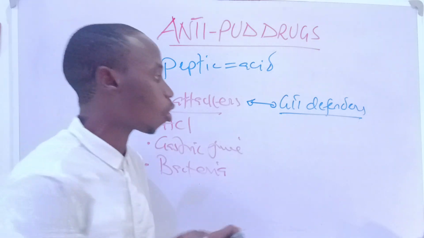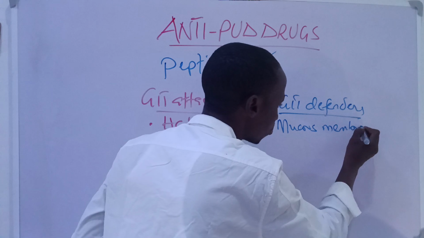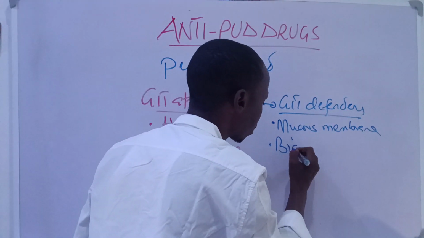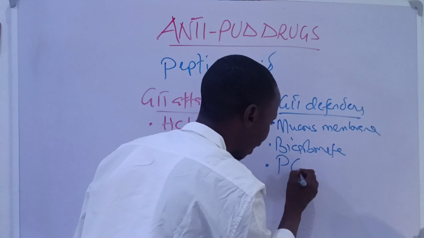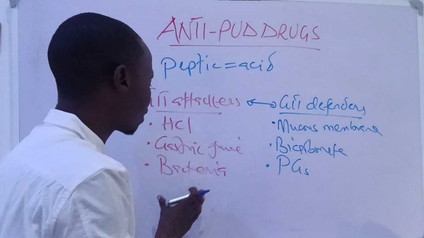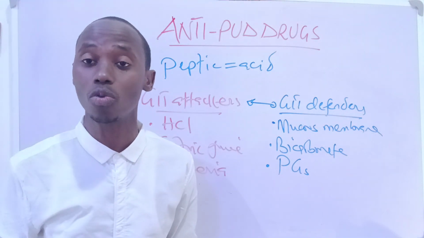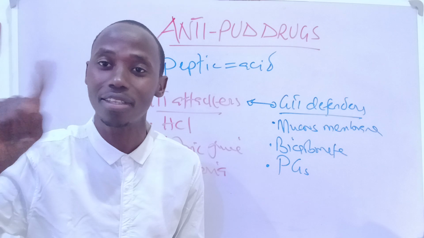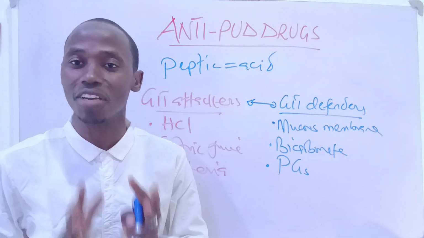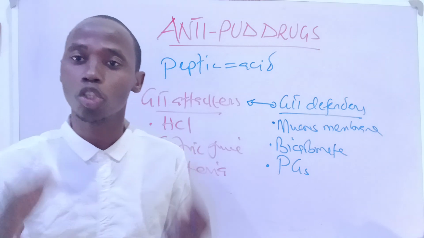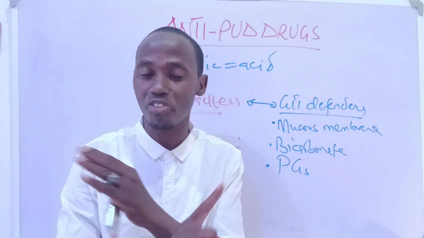Then we have GIT defenders. Good examples are the mucous membrane, the bicarbonate, and prostaglandins. These acid or attackers always try to attack the GIT wall to cause lesion or erosion on the GIT membrane, while these GIT defenders always try to give protection to the GIT lining. So in a healthy person, there is a balance between GIT attackers and GIT defenders.